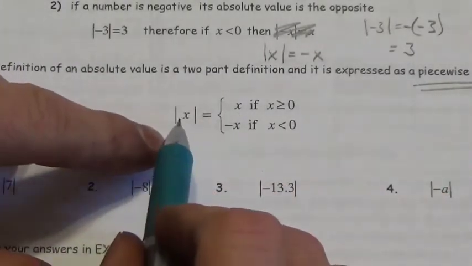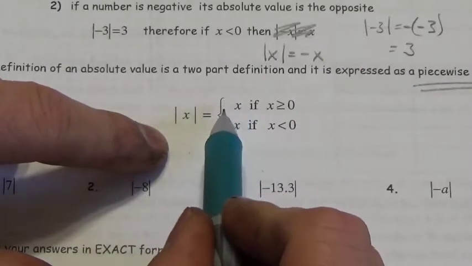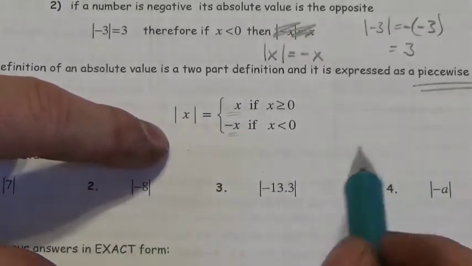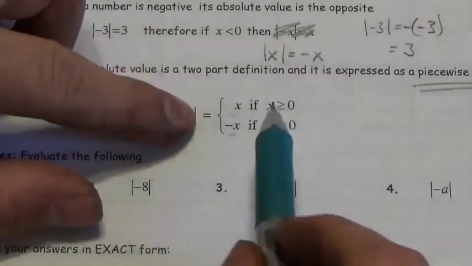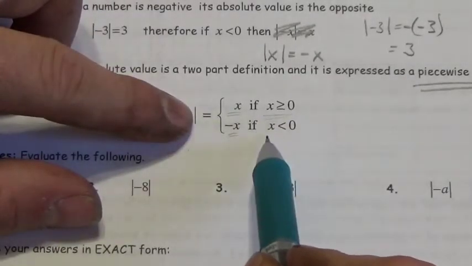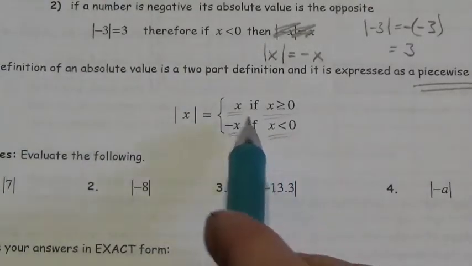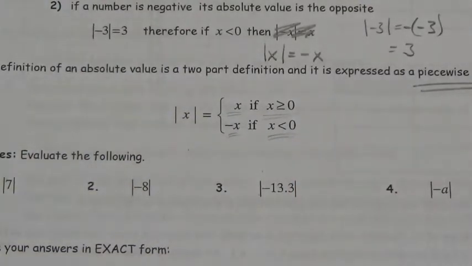What a piecewise function is, when you use these brackets here, you identify two different functions together, or more for that matter. But you also have to identify where along the x-axis these definitions hold.